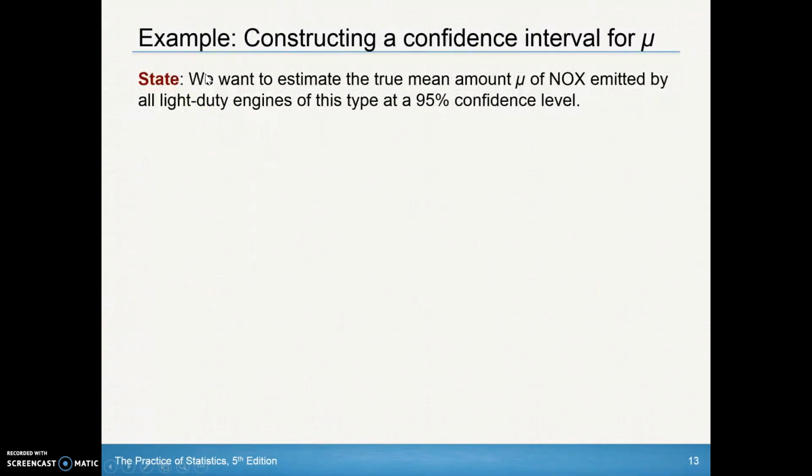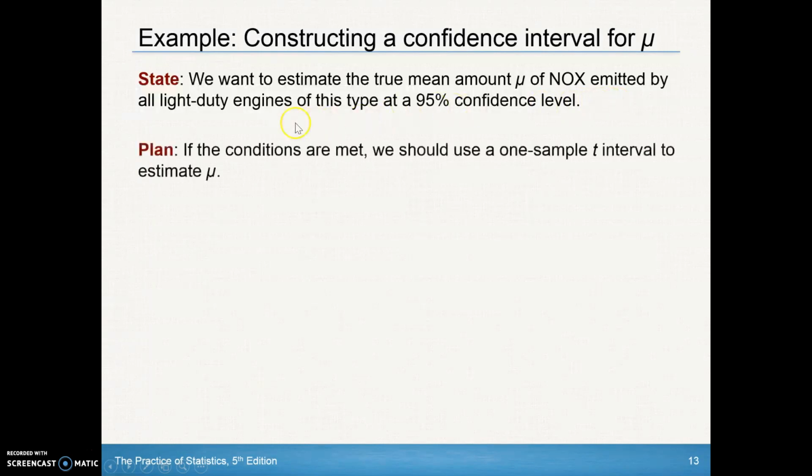So, if we remember the 4-step process, we're going to state the problem. So we want to estimate the true mean amount mu of NOx emitted by all light-duty engines of this type at a 95% confidence level. We're going to plan and look at the conditions to make sure they're met, and then we're going to use a one sample t-interval to estimate the mu.